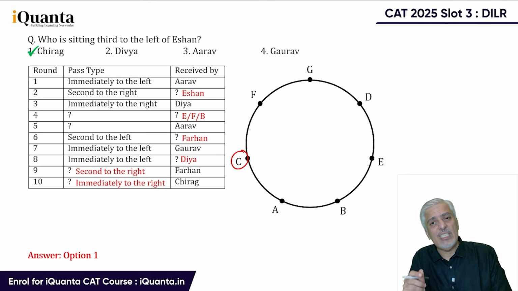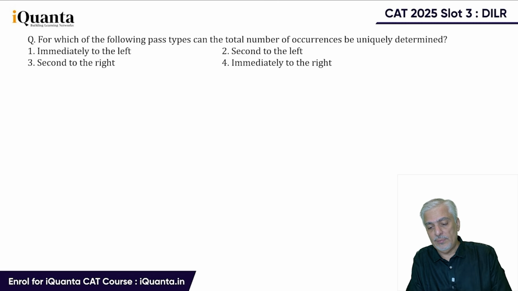Options will be different in everybody's paper. So depending on the case you've got, these option numbers will be different. CAT does that. It changes the options for people.